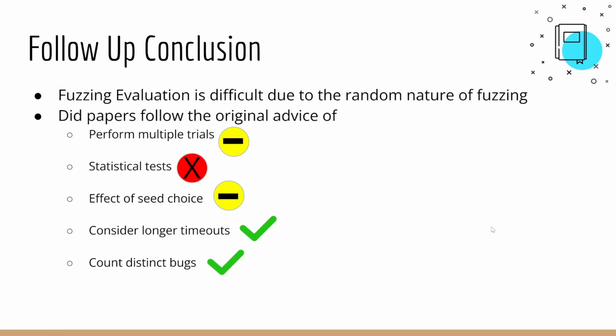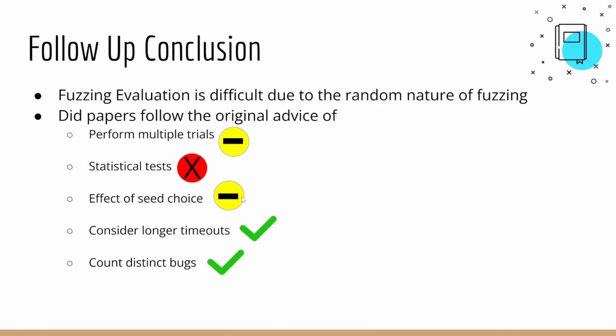So, to summarize, fuzzing evaluation is very difficult due to the random nature of fuzzing. However, did the future fuzzing papers follow the original guidelines that were outlined for correctly evaluating fuzzers? Regarding performing multiple trials, it seems like they did for the most part, but there's a couple of experiments where it seems they were lazy and didn't do at least 10 trials. Regarding statistical tests, it seems like most papers still do not use them at all, or even if they do use them, they misuse them.